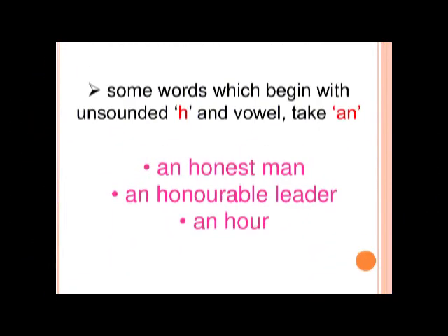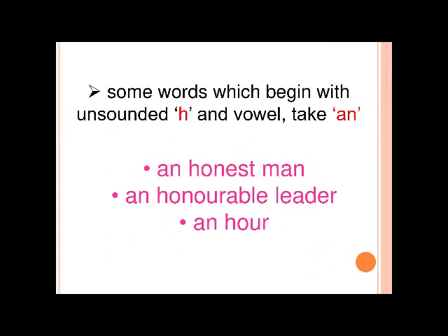Now those words which begin with an unsounded H and a vowel take an, like in which H is silent and the second letter has a vowel sound. Then we will use an before the word. An honest man, an honorable leader, an hour. So here H is silent and the O sound is being pronounced. That's why we have used an before these words.